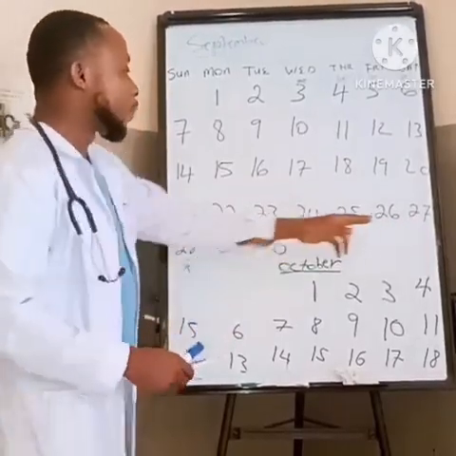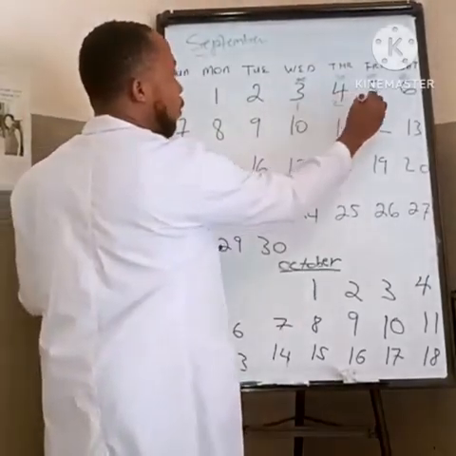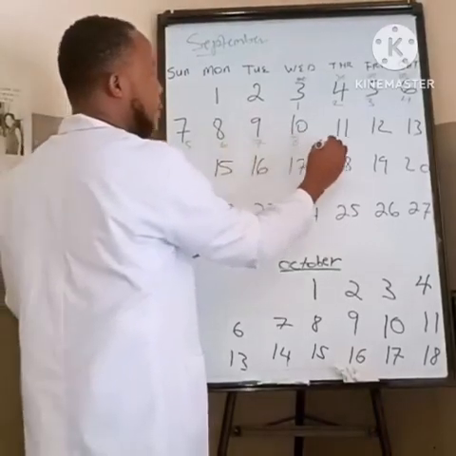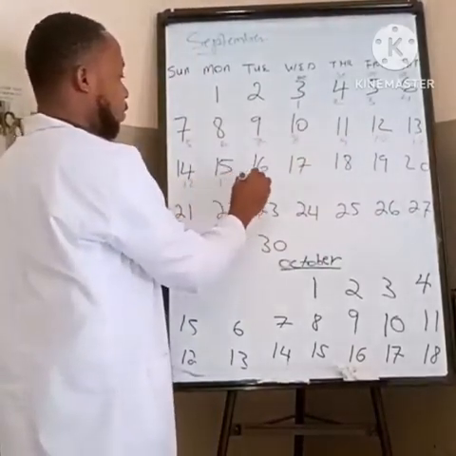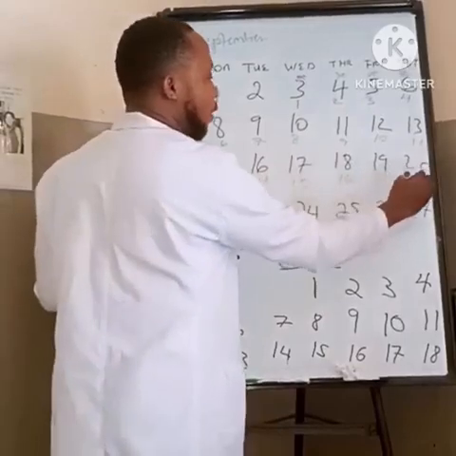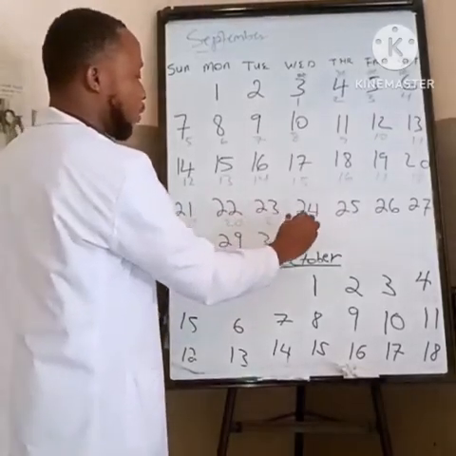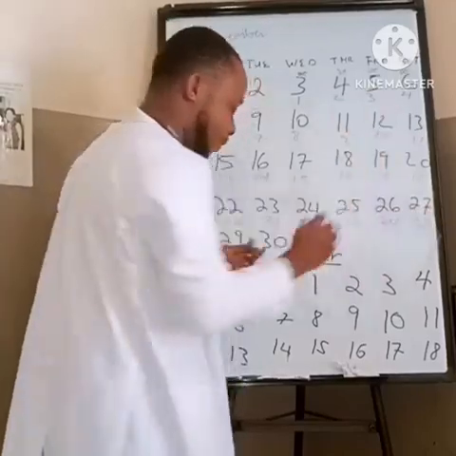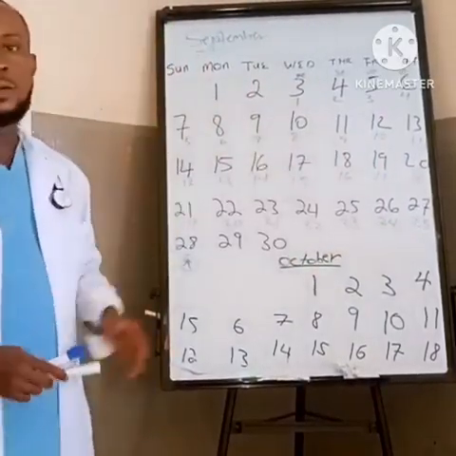So how many days from the 27th to the 3rd? Let's count the days. 1, 2, 3, 4, 5, 6, 7, 8, 9, 10, 11, 12, 13, 14, 15, 16, 17, 18, 19, 20, 21, 22, 23, 24, and 25. That means this lady has a 25 days cycle length.